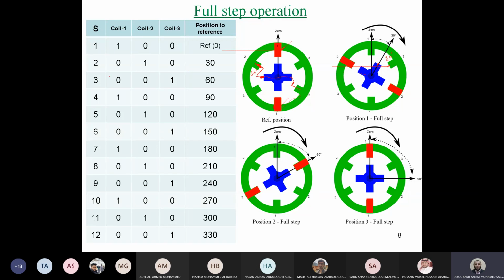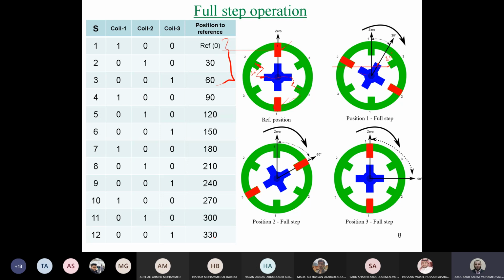So steps number 1 to 3 have to be repeated 6 times in order to move the motor 360 degrees. We moved already 60 degrees in 3 steps, and we need to complete 1 rotation, so we will repeat these steps 1 to 3 another 5 times. For that, you will find that we have steps from 1 to 12 in order to reach 330 degrees.